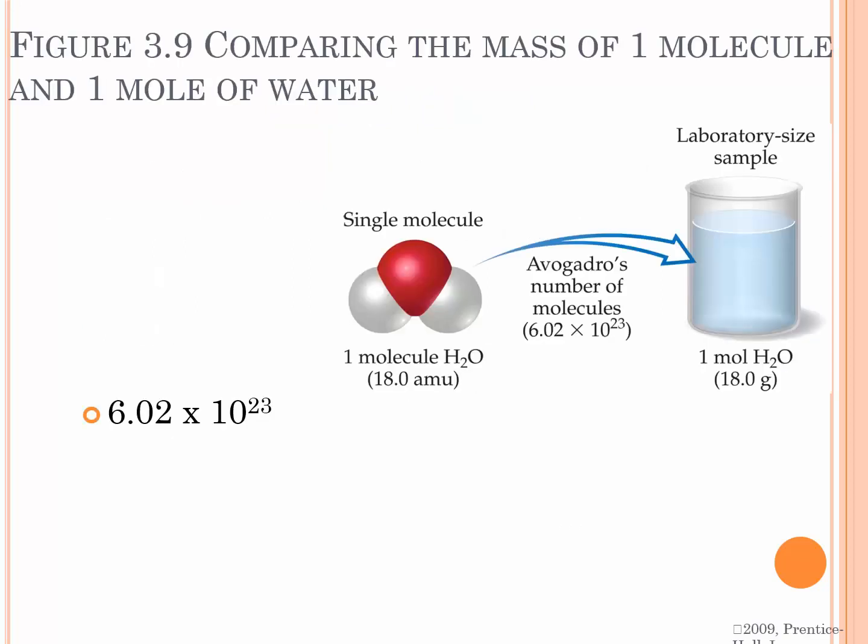Now, this figure compares the mass of 1 molecule and 1 mole of water. You see here, this is 1 mole of water, which weighs 18 grams. This is a lab size sample. It contains Avogadro's number of molecules, as you can see. So it is like this always. 1 mole of anything contains Avogadro's number of that thing. So 1 mole of carbon 12 has a mass of 12 grams.